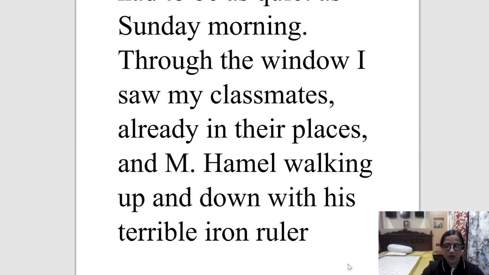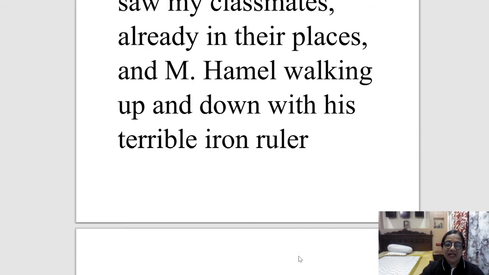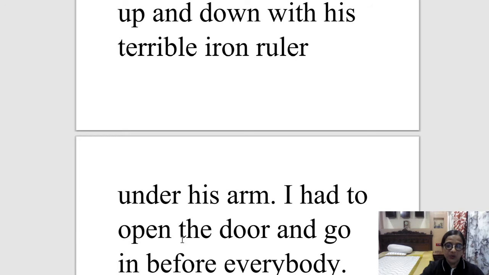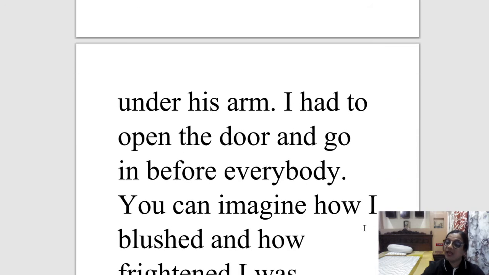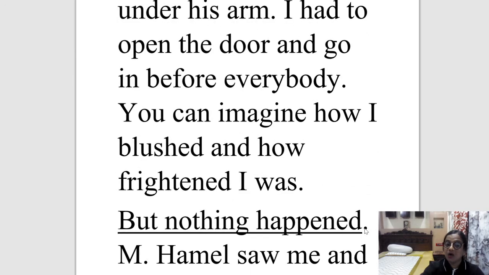Yes. Okay. Followed it. Now here, a terrible iron ruler under his arm. So what was Hamill doing? He was walking in the class with the iron ruler in his hand. I had to open the door and go in before everybody. So Franz entered the door and he wanted to go in before anyone was there seeing him. You can imagine how I blushed and how frightened I was.